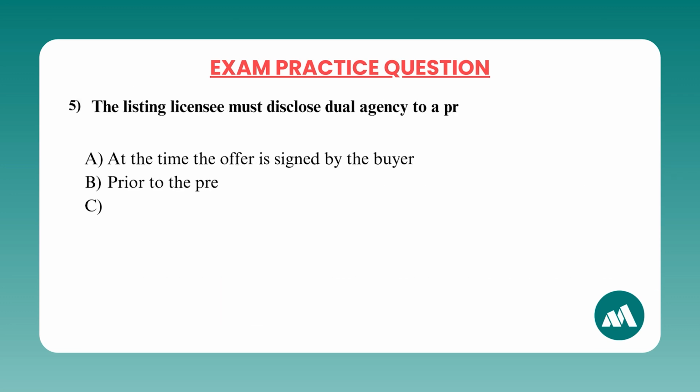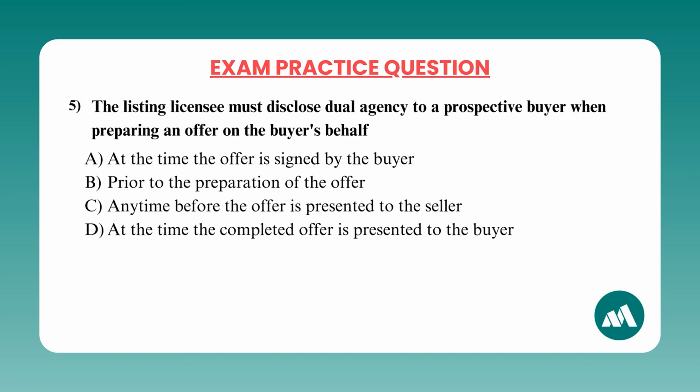Number 5, the listing licensee must disclose dual agency to a prospective buyer when preparing an offer on the buyer's behalf. A, at the time the completed offer is presented to the buyer. B, at the time the offer is signed by the buyer. C, prior to the preparation of the offer. Or D, any time before the offer is presented to the seller.